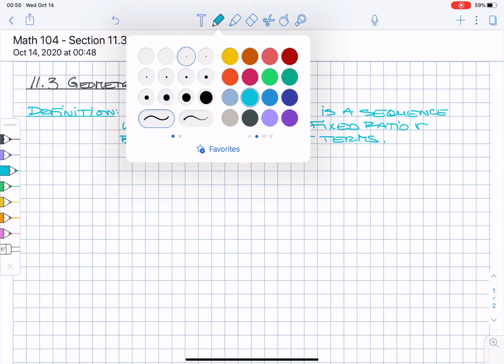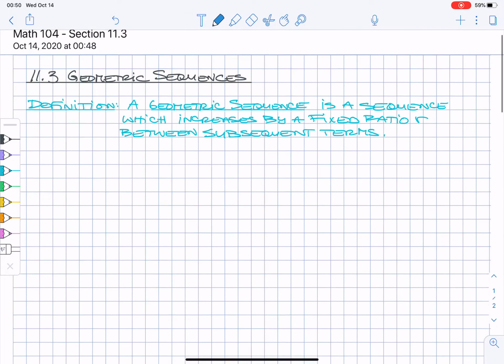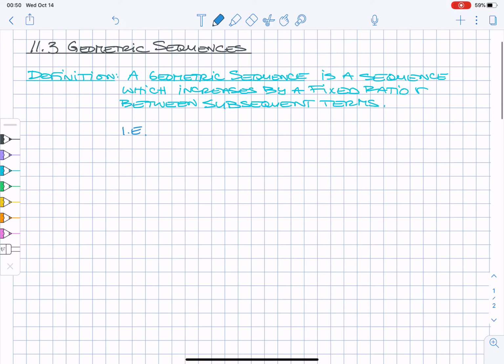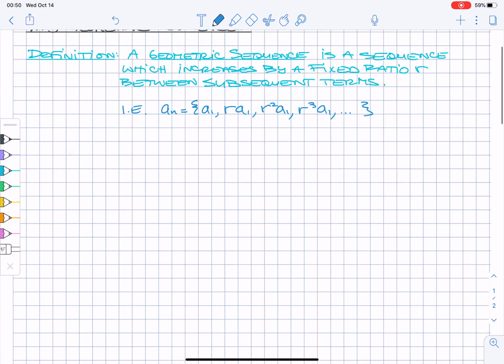So that is, id est, a sub n will be the first term a sub 1. Then the second term will be r times a sub 1. And then r times the previous term, and so on, ad infinitum if it's an infinite sequence.